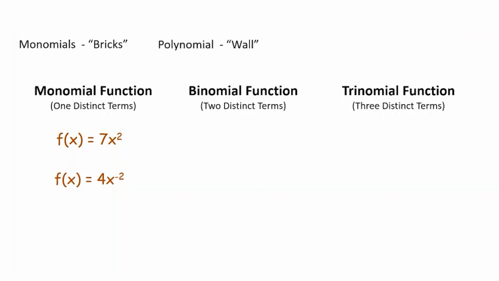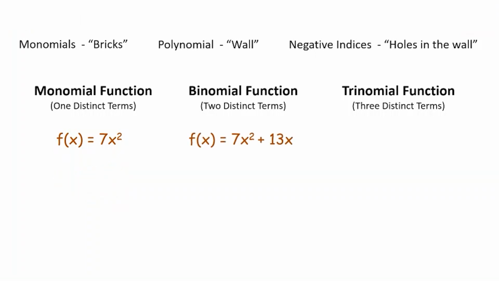f of x equals 4x to the power of negative 2 is one term, however, we don't allow negative indices in polynomials. Just think of it like putting a hole in the wall, as when you plot this graph, there will be a hole in the graph. Now, f of x equals 7x squared plus 13x is a binomial function as it contains 2 distinct terms. It can't be simplified further.